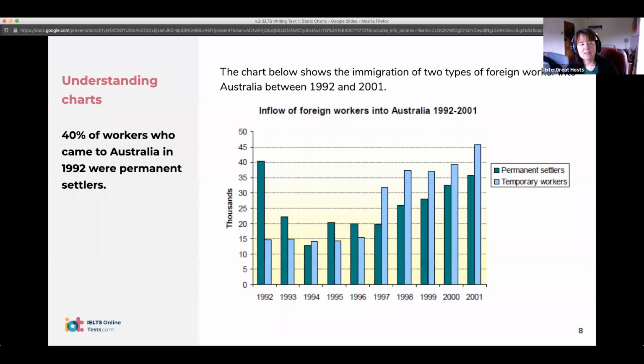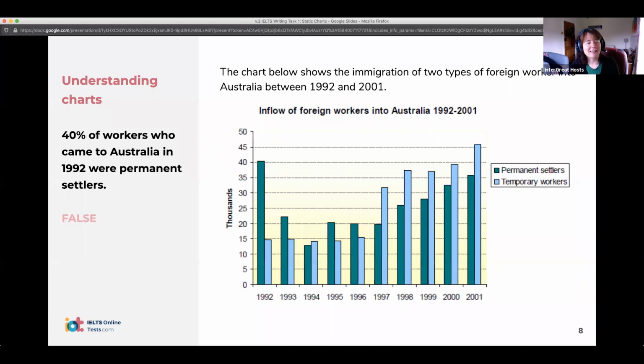Okay, what about the next one? So we're looking at permanent settlers in 1992. Think about it. Okay, all right, we've got a mix. If you think it's false, why is it false? Okay, very good. Maria has got there.